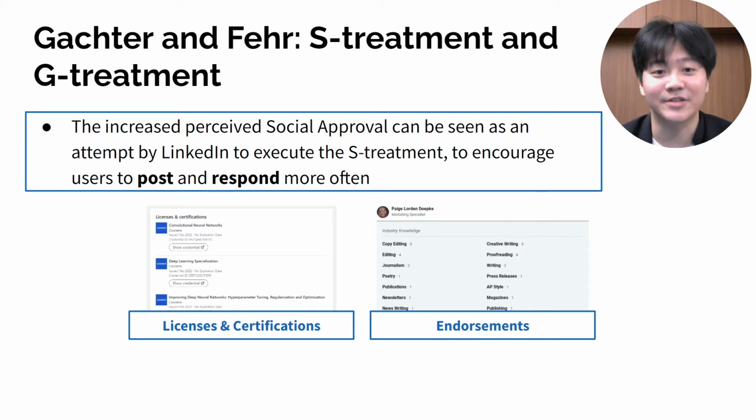As mentioned by Mei-Xuan, it only makes sense for posters to share achievements. This could come in the form of adding licenses or certifications, or asking for endorsement from past colleagues. This will help increase social approval. However, from Getcher and Ferrer's study in class, we know that merely increasing social approval will not be as effective as increasing both social approval and creating a sense of group identity. Thus, including a group identity treatment on LinkedIn increased response.